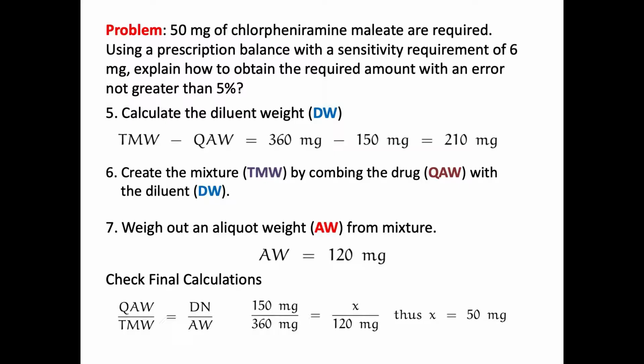Let's prove it by setting up our proportions again. The quantity of drug we actually weighed was 150 milligrams over the total mixture weight it resided in, which was 360 milligrams. Set that equal to the amount of drug we want, or X, that we're trying to solve for, over what we weighed out of the mixture, which is 120 milligrams of mixture. So 150 times 120 divided by 360 means that the amount of drug in our aliquot weight is 50 milligrams, which is what we had targeted.